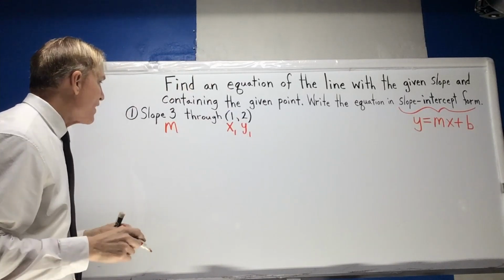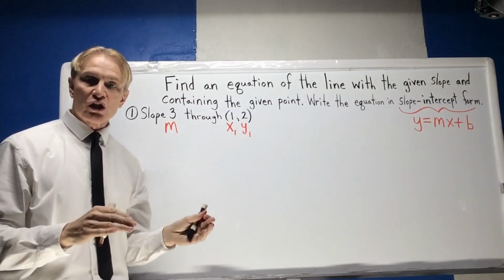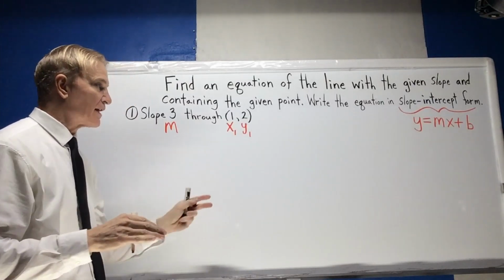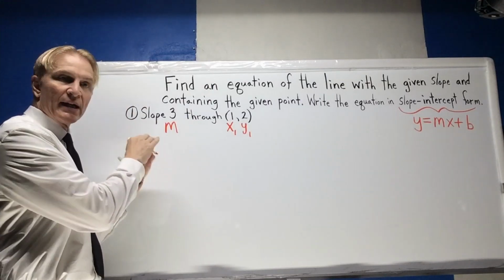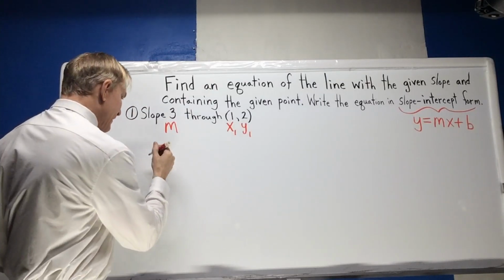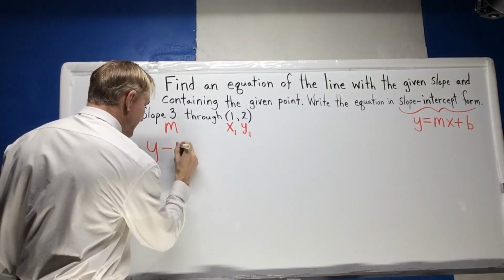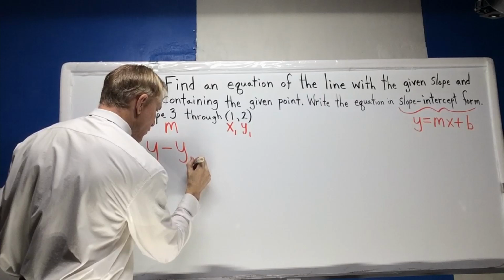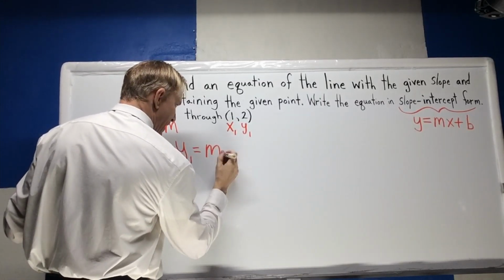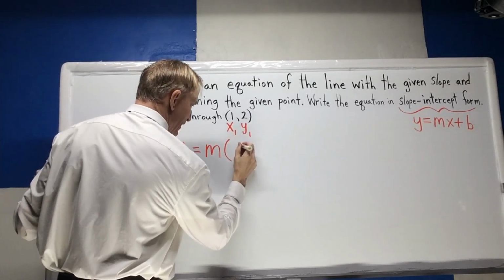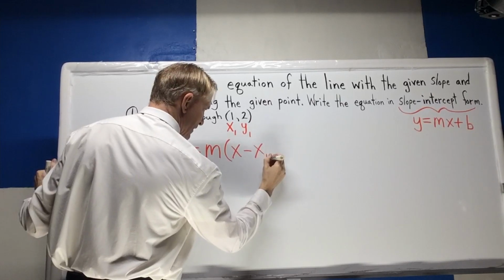All right, so now in order to do this problem, we're going to use the point-slope form. Now the point-slope form is different than the slope-intercept form. Some people call it the point-slope formula. So that is y minus y sub 1 equals m times the quantity of x minus x sub 1.